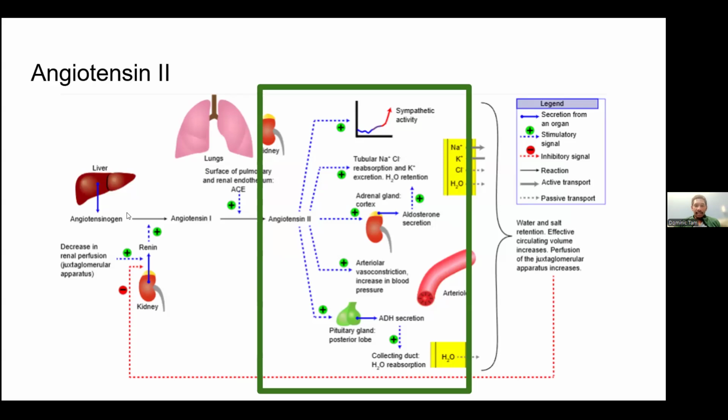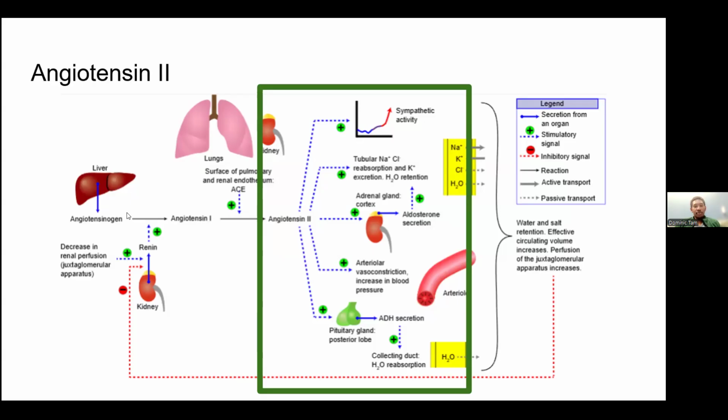Angiotensin 1 is then going to be converted to angiotensin 2 by the angiotensin converting enzyme, which is produced in the lungs. All right. Mainly found on the surface of the vascular endothelial cells, but can also be secreted from renal endothelium in small amounts. Angiotensin 2 exerts its effect by binding to various receptors throughout the body.